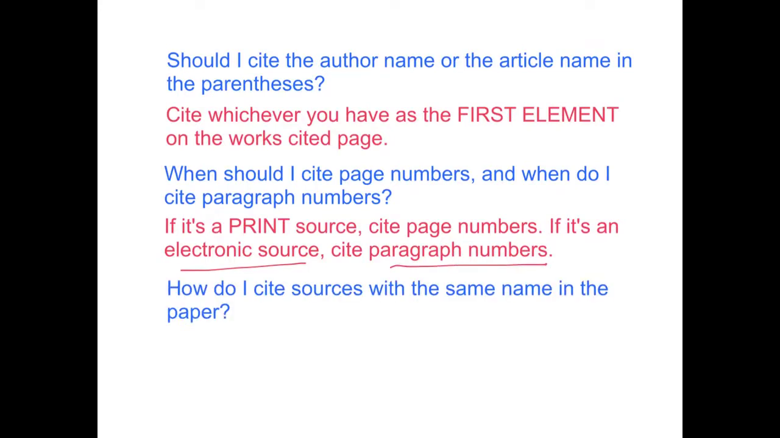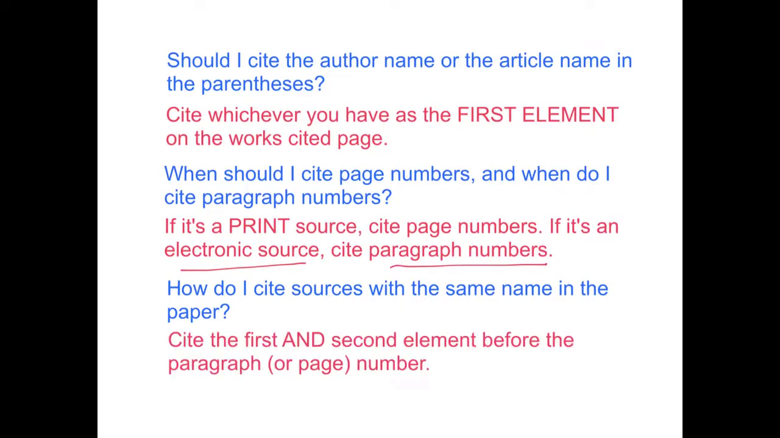I know some of you are citing unsigned articles that have the same title, like the subject name. Well, how do I cite sources when the sources have the same name? How do I cite which one goes to which source on the Works Cited page? In that case, inside the parentheses, you cite the first and the second element before the paragraph number or the page number. So you have something like "Tilly Olson," in quotation marks because it's an article, "Slate Magazine," paragraph 2, if you have two sources or more that are called "Tilly Olson." So that's how you do that.